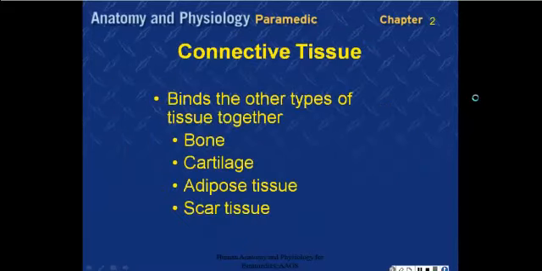All right, so that's epithelial tissue. Let's talk a minute about connective tissue. It binds the other types of tissue together. Some examples of connective tissue include bone, cartilage, adipose tissue, and scar tissue. By the way, interestingly enough, blood is considered to be a type of connective tissue.